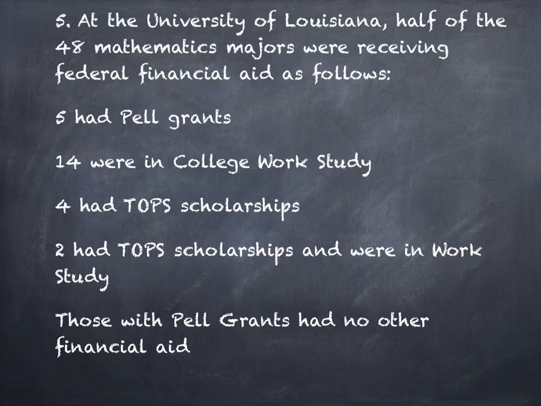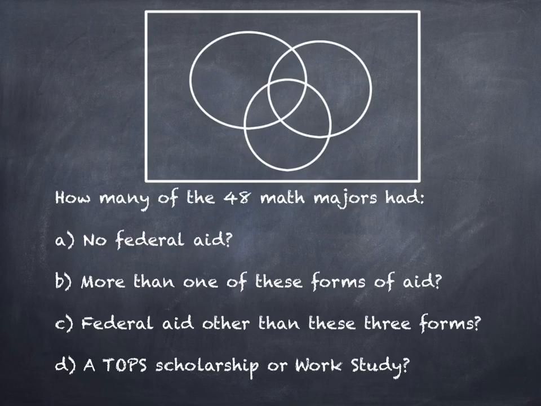So if you look carefully again, there are 3 circles here, one for Pell Grants, one for work study, and one for top scholarships. So I've got a 3-circled Venn diagram. I'm going to put in the Pell Grants on the top left, and then I'll put work study on the right, and I'll put tops down here on bottom.